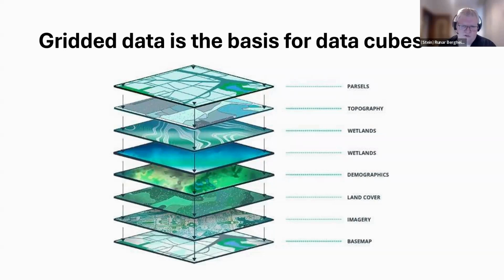Terrain typically doesn't change a lot, can change a little bit once people decide to make a dramatic change, to blow up a mountain or something. Parcels change quite a lot over time. Wetlands may change over time. Demographics certainly may change over time, and so on and so forth.